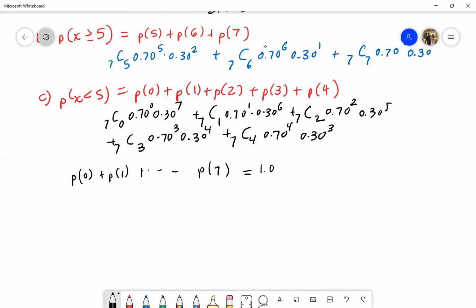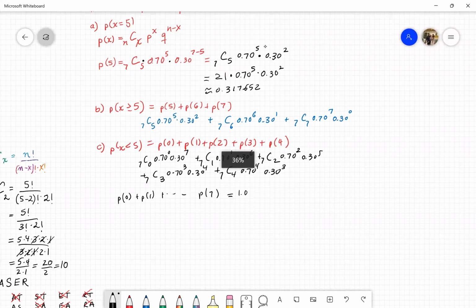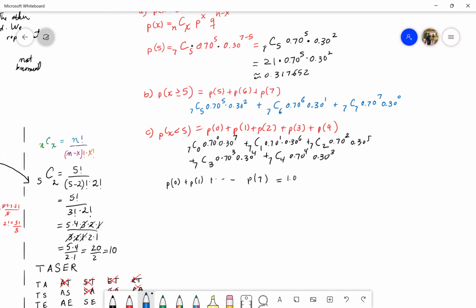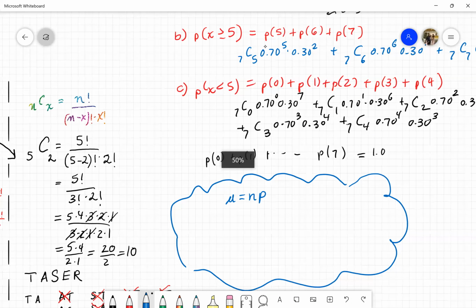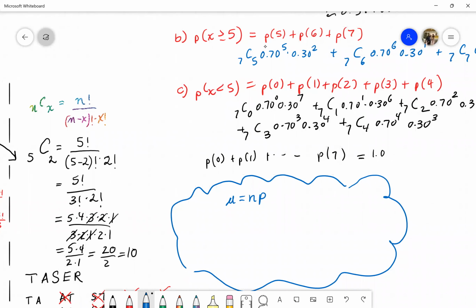Now, since we're at the end of class, I should tell you that the mean equals n times p. I'll put it here in a bubble for you guys. Yeah, it's on the board. So the mean for a binomial distribution is n times p.